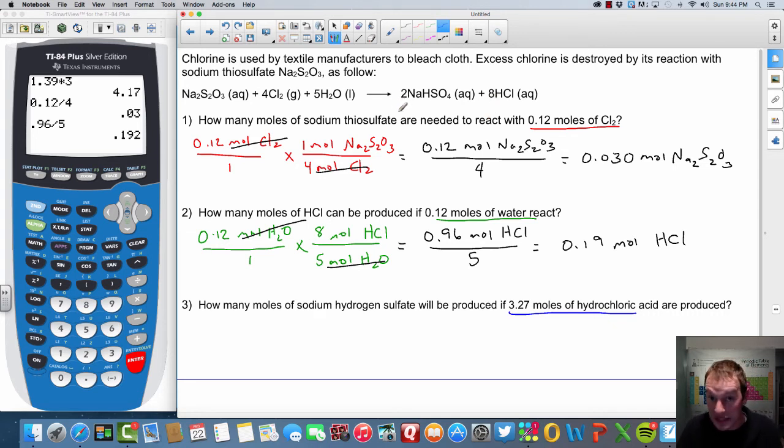You can relate any two substances to each other from a chemical reaction. And for that matter, you can relate any two substances to each other from two related chemical reactions that don't have the same substances within them. That's down the road. But let's work our way through this one.